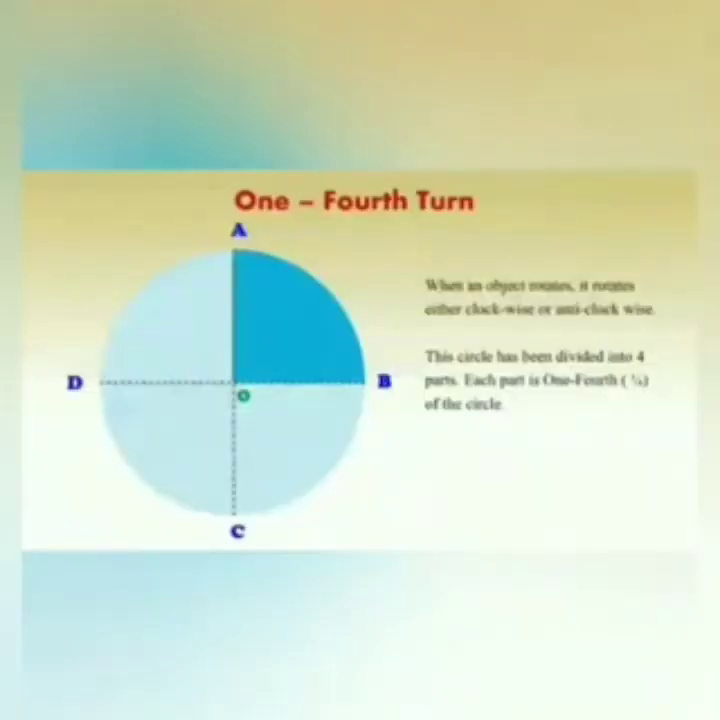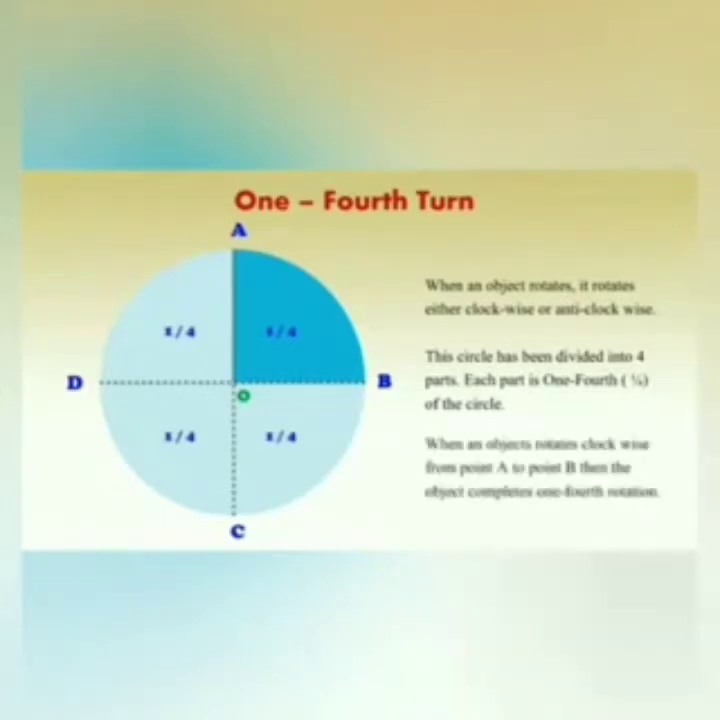Dear children, today we are going to study about the 1/4 turn. When an object rotates, it rotates either clockwise or anti-clockwise. Here a circle is divided into A to B, B to C, C to D and D to A, 4 equal parts. Each part is 1/4 of the circle. A to B is 1/4, B to C also 1/4, C to D also 1/4, D to A also 1/4.